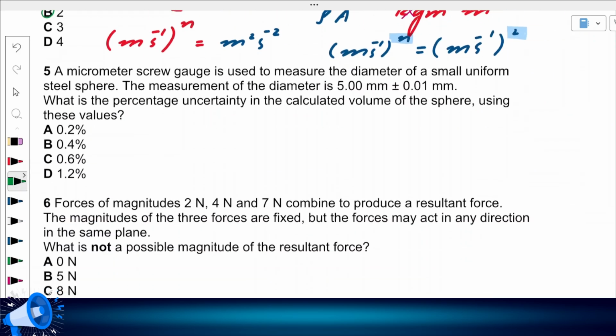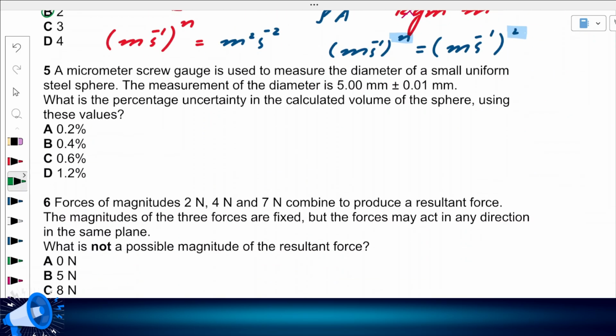Let's move on to the next one. A micrometer screw gauge is used to measure the diameter. The diameter readings are given along with the absolute uncertainty. What is the percentage uncertainty in the volume?